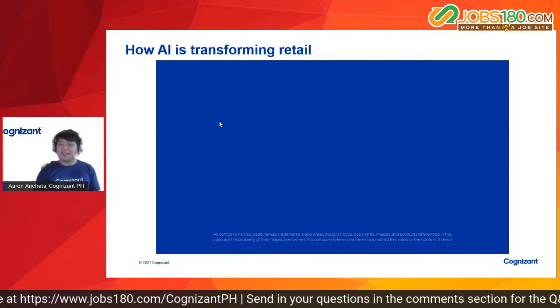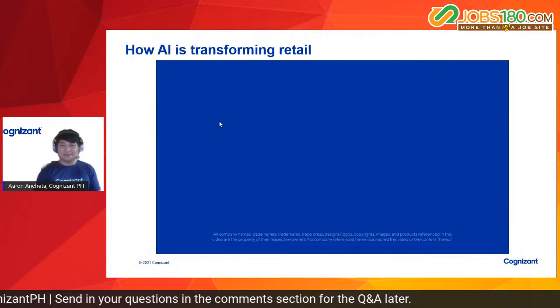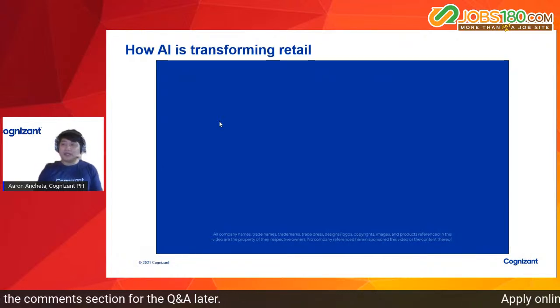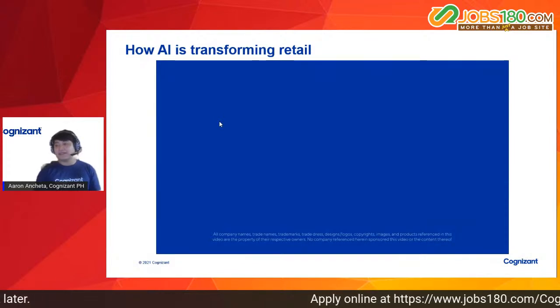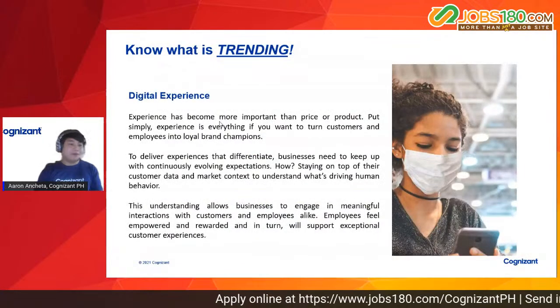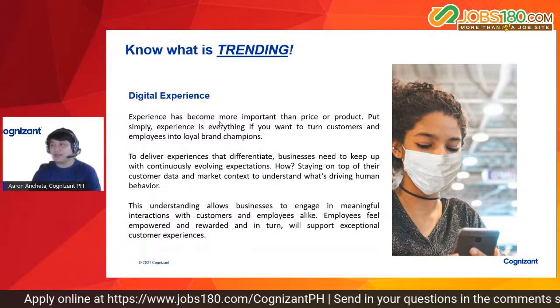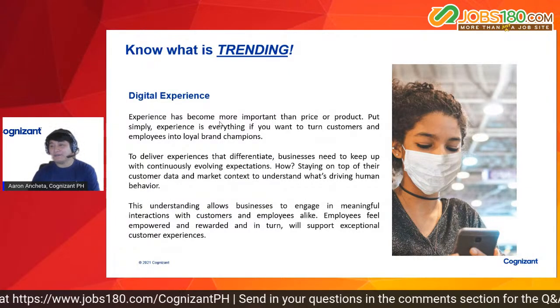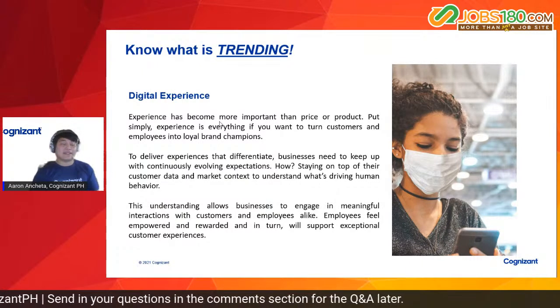So that's how AI is transforming the retail business, and even other industries like healthcare, pharmaceutical, banking, etc. So that's AI. Next up would be digital experience. The majority of AI is actually back end, so let's go to the front end side of things.